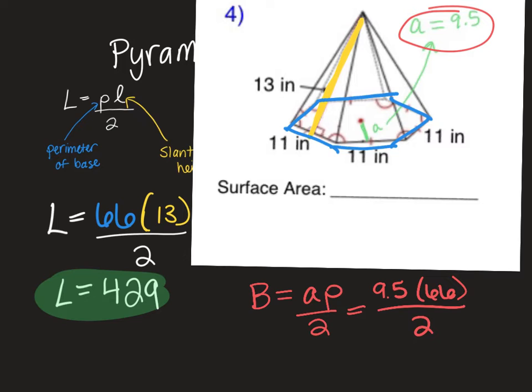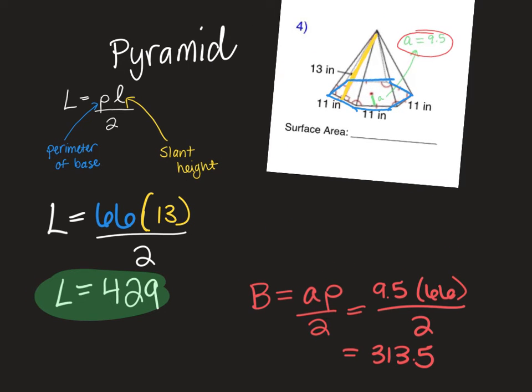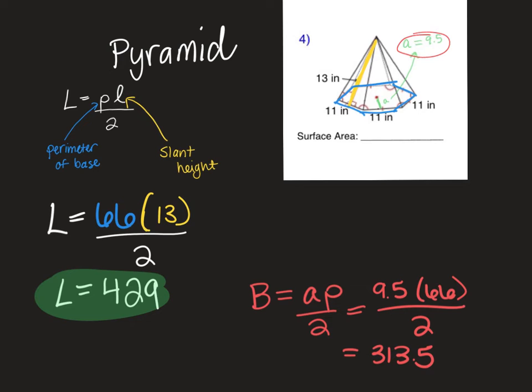So that makes the area of our base 313.5. All right, and so what do we do to find our total surface area for a pyramid? We're just going to add the two together. So S equals L plus B. I need a new color. Let's go with this. This is easier than the other one.